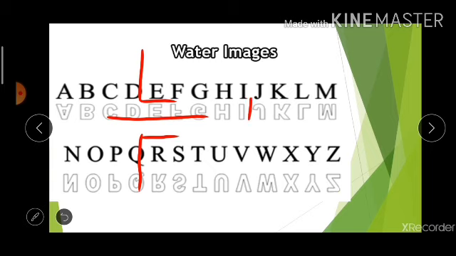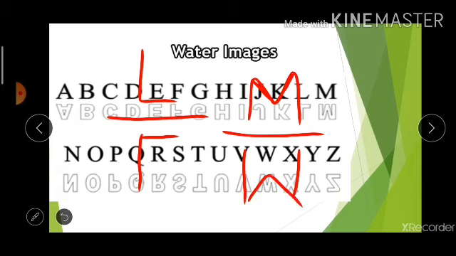For the letter M, M has two vertical lines. Again, vertical lines are going to remain the same. M has this V shaped structure, which will get inverted upside down. Instead of a V you have an inverted V. So the water image for M will look like a W to us.